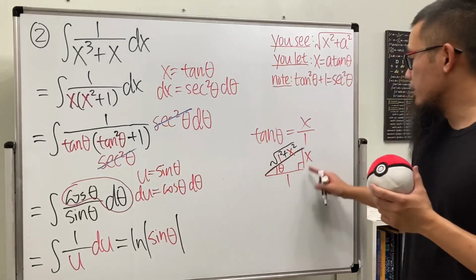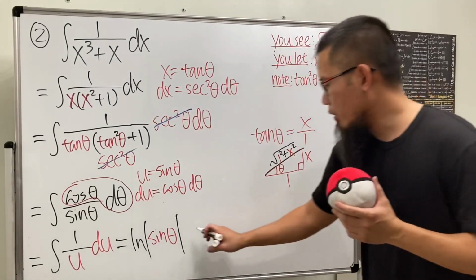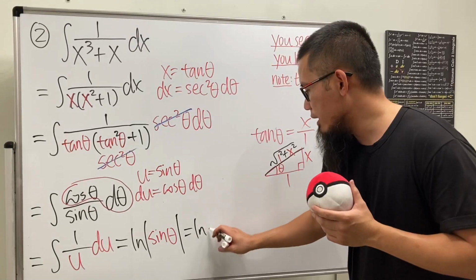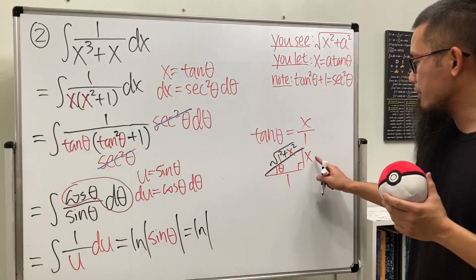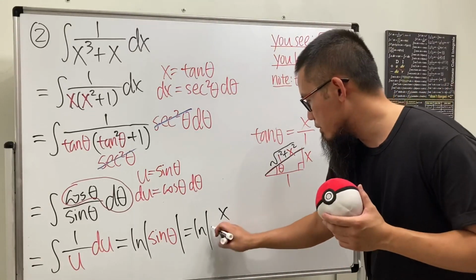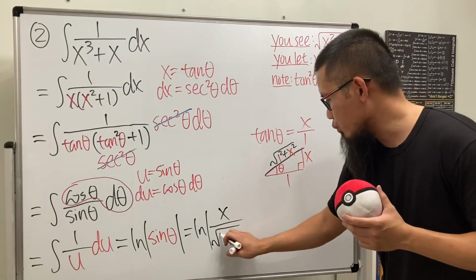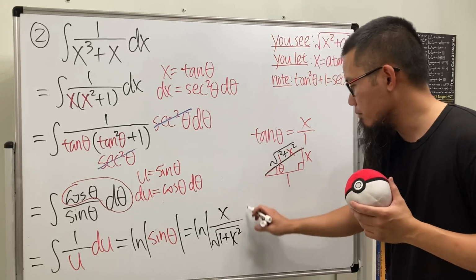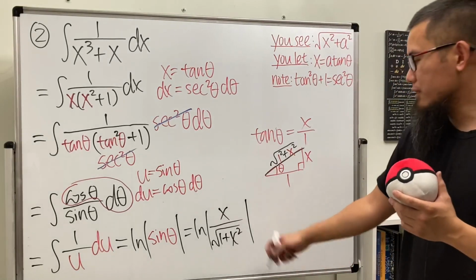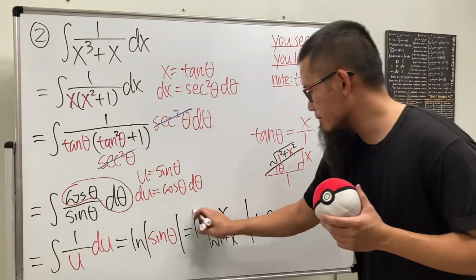So finally, what do we have? Sine theta is just opposite over hypotenuse, so all in all we can look at this as ln absolute value, and we have x over the square root of 1 squared, which is 1, plus x squared. Yeah, just like this, and then we are done. Put the plus c.